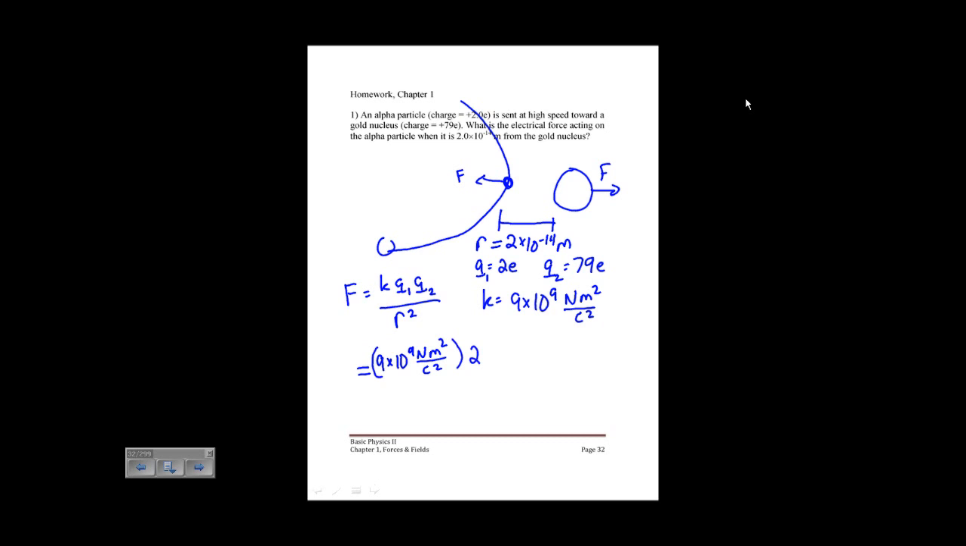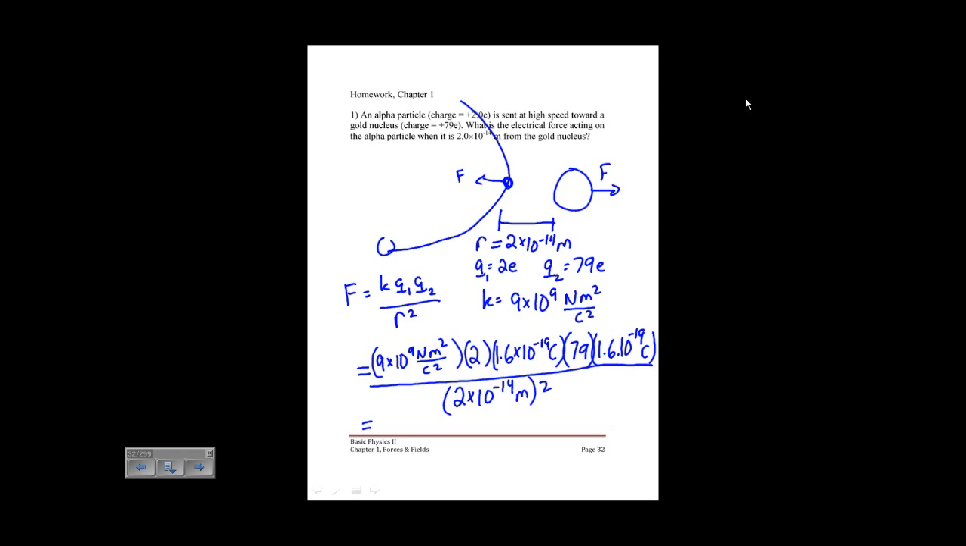Q1 is 2 times e. That's 2 times 1.6 times 10 to the minus 19 coulombs. e is the fundamental unit of charge. That's on your equation sheet, but you should probably know it. It's the charge of a proton, or the magnitude of the charge of an electron. Q2 is 79 times 1.6 times 10 to the minus 19 coulombs. That's the charge of a gold nucleus, 79 protons, divided by R squared, which is 2 times 10 to the minus 14 meters, squared.